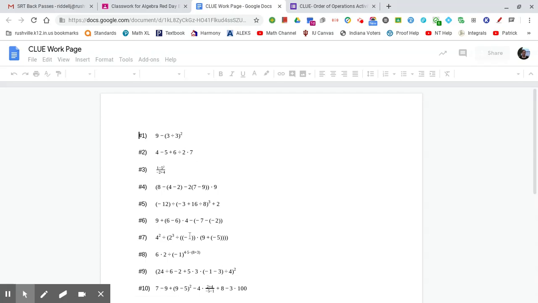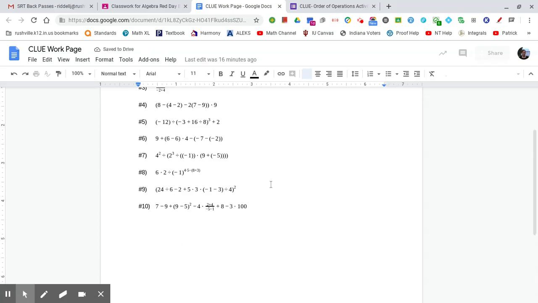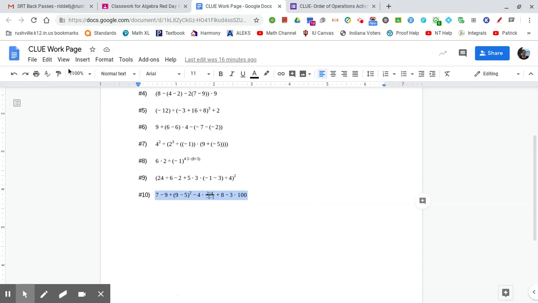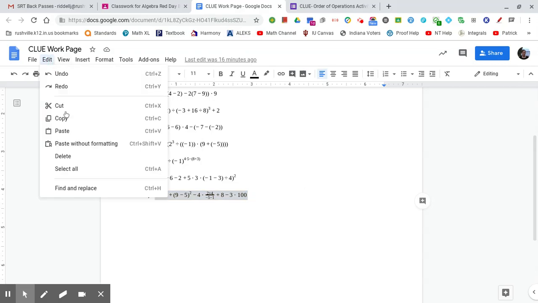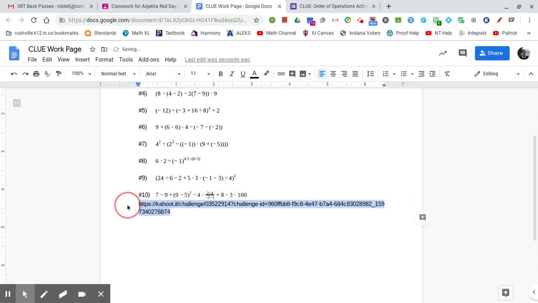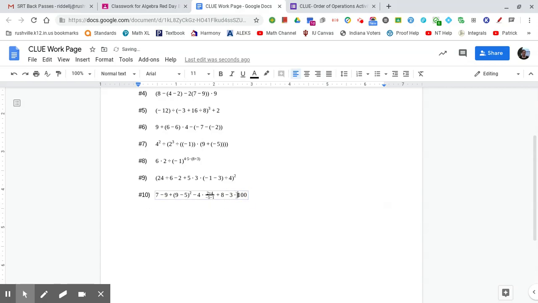You're going to see each of the questions already typed in. I would suggest that you copy the expression that's already given to you. You can either go up to Edit and then copy, or the shortcut on your keyboard is pressing Control and C. You're going to copy it, and then on the line below it, you're going to paste it. It didn't copy. Hold on a second.